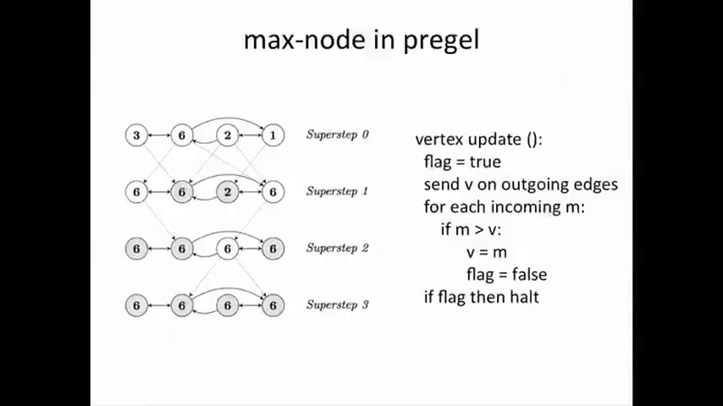The computation ends, and as you can see, all the vertices have the maximum value 6.